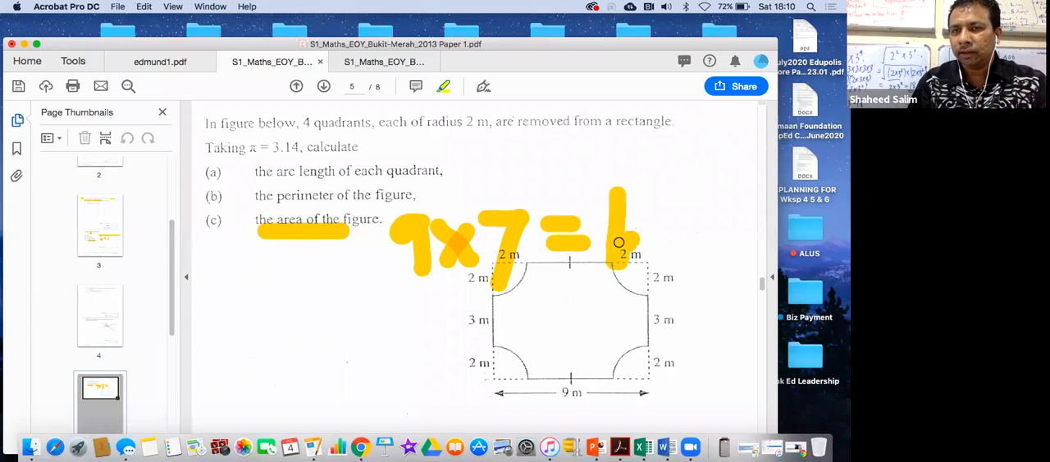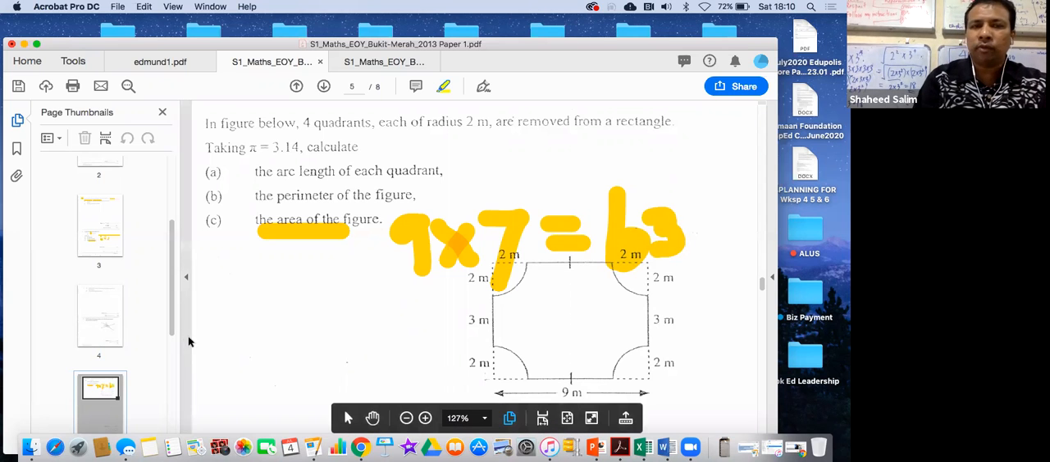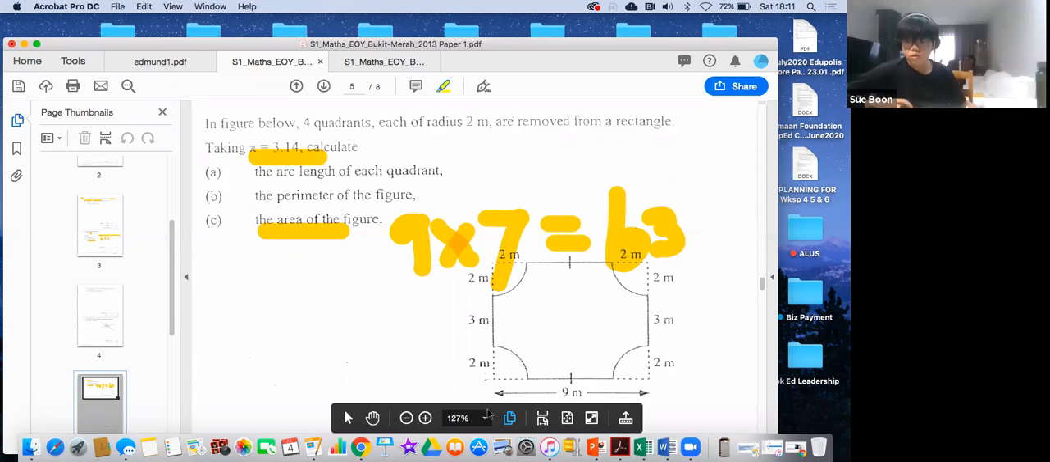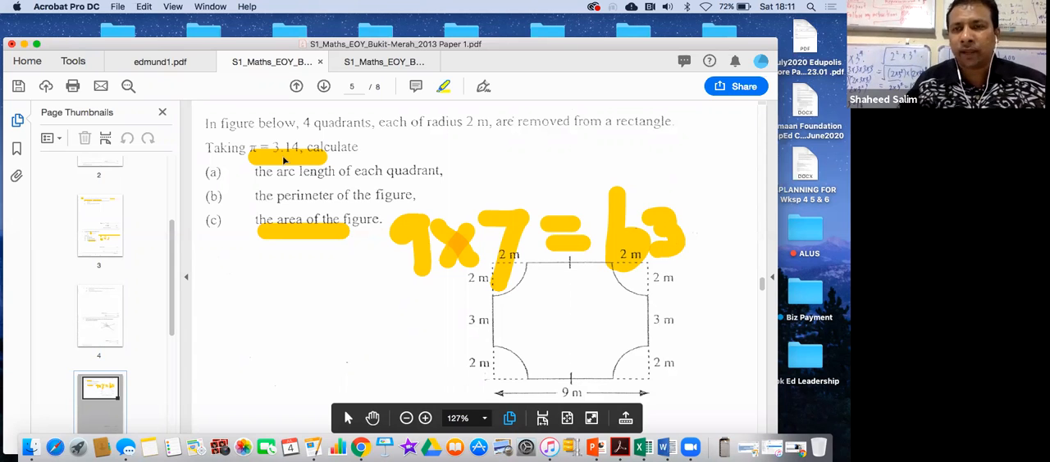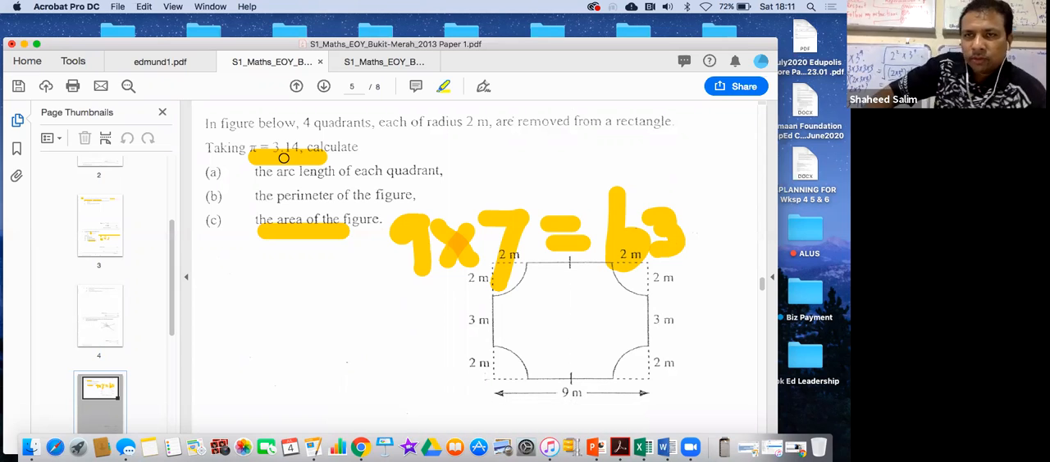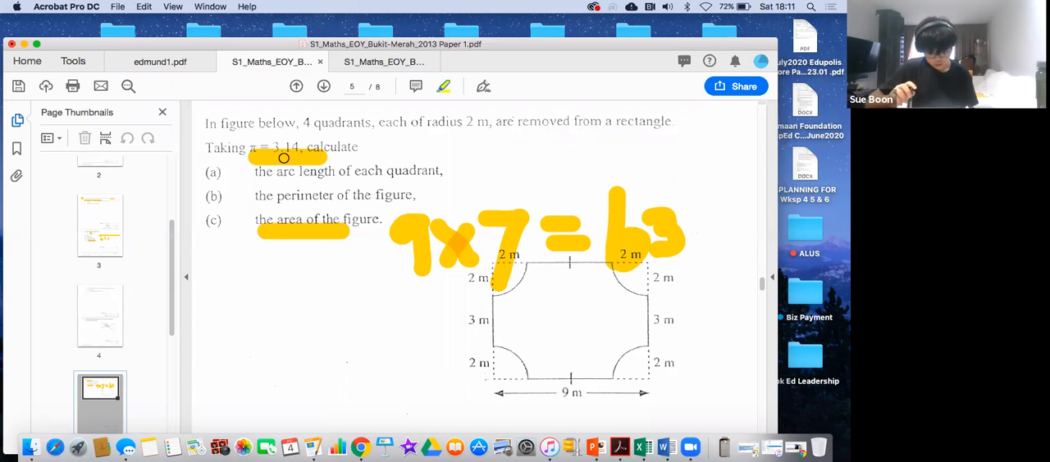And then the next step is to find the area of the circle. So formula for area of circle, pi r squared. So what is the pi? Okay, you can take it as 3.14 times 2 times 2. So you find, then you minus 63 minus the area of that. Are you confused? You confused?